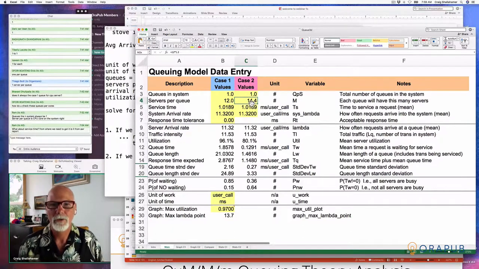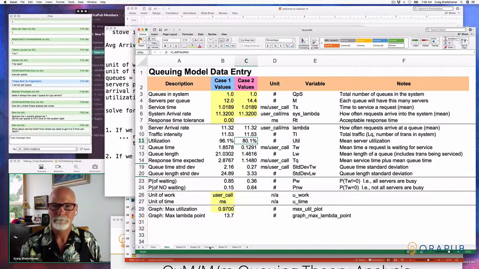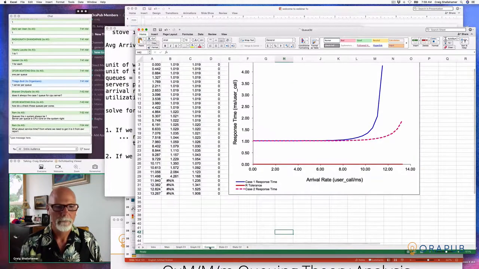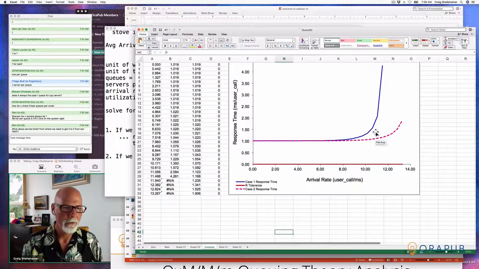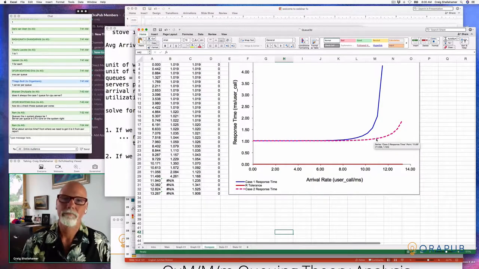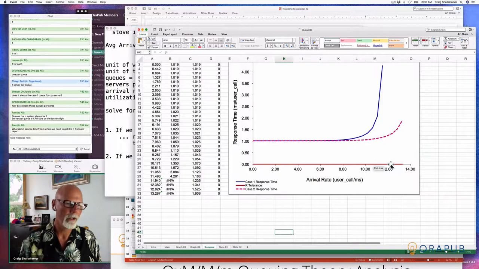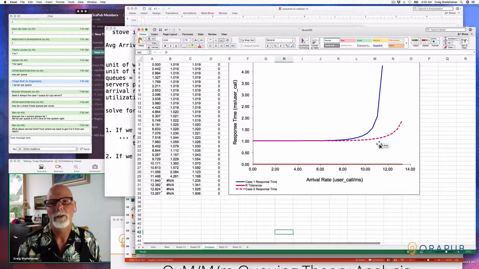Okay, so let's go with 14.4, where our utilization dropped from 96% to 80%. The queue length dropped, the queue time dropped, everything dropped. So let's compare the graphs right now. Okay, boom, all right. So the arrival rate is right around this 11 again. So this is where we were, this is where we are. So you know what, this solution will also work. But again, if we have a workload increase, eventually we're going to get into the elbow of the curve.